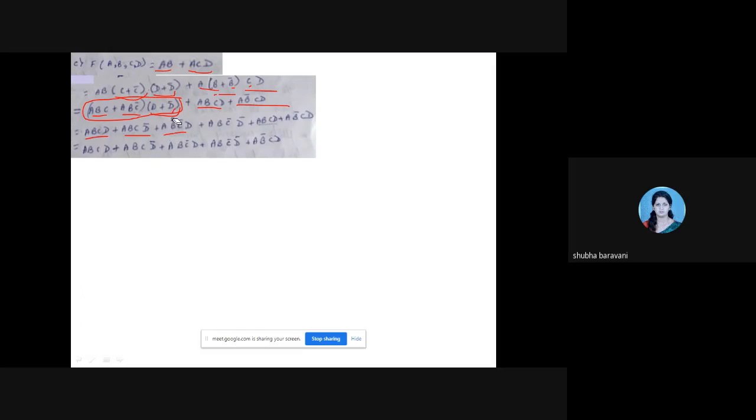Eraser. Okay. Okay. Then you have AB C bar D bar. See, it is this ABC bar D bar, ABC bar D bar. Right? Then you have ABCD and AB bar CD.